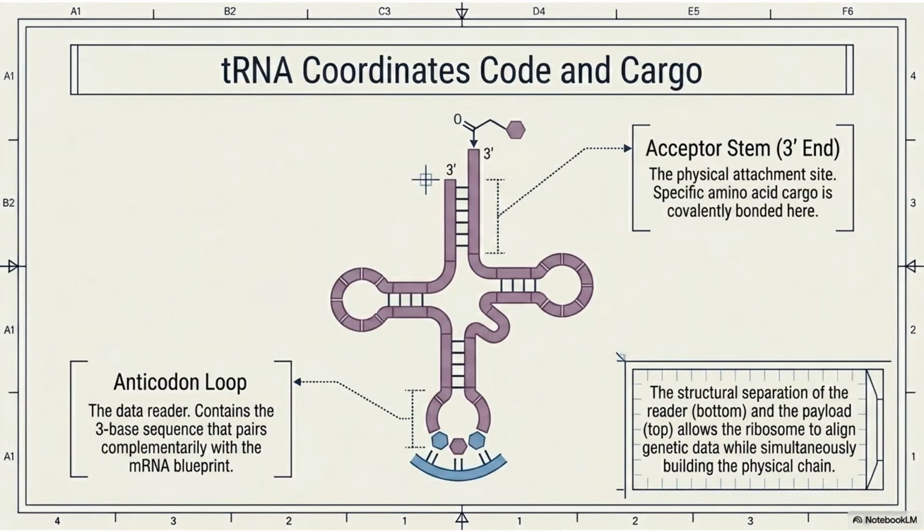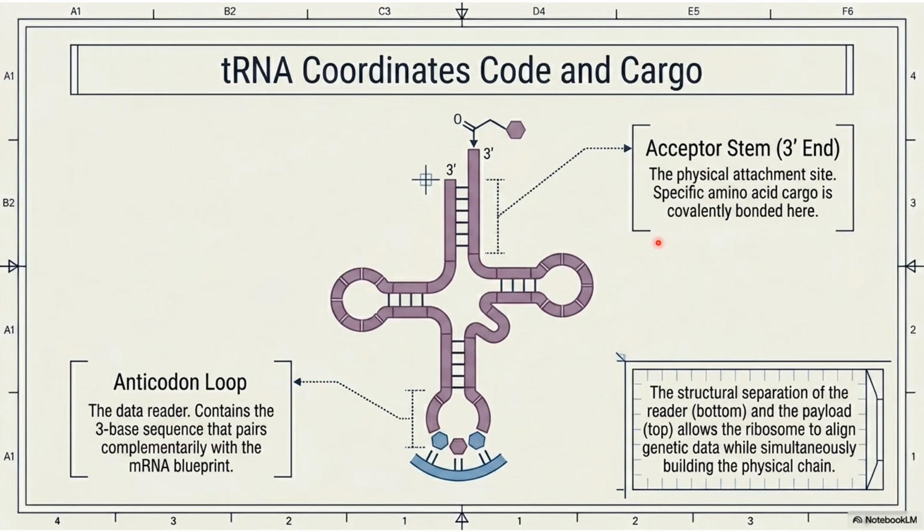So let's see some things about tRNA. The tRNA basically coordinates the code and brings the corresponding amino acid. So how is it bringing? It has an anticodon loop. This anticodon loop has a complementary sequence to the mRNA code. That's why we are calling it an anticodon loop.